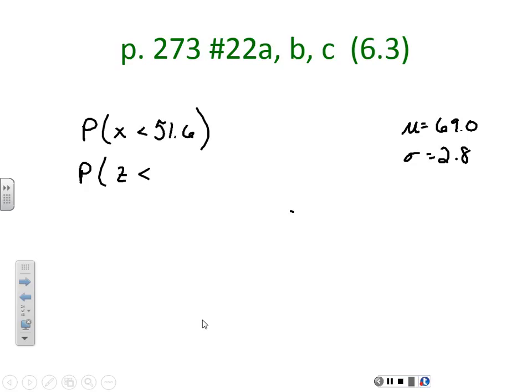Convert to a z-score, because that would only work if that 51.6 was my z-score. And it's not my z-score, that's my x value. I haven't got a standard normal distribution. I don't have a mean of 0 and a standard deviation of 1, so I can't use what we've done yet. Do the 51.6 minus the 69.